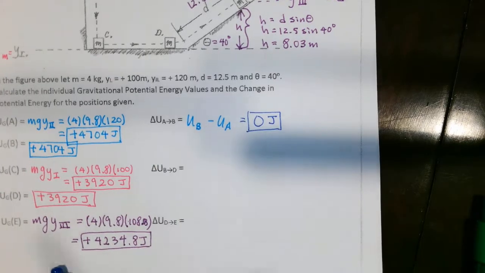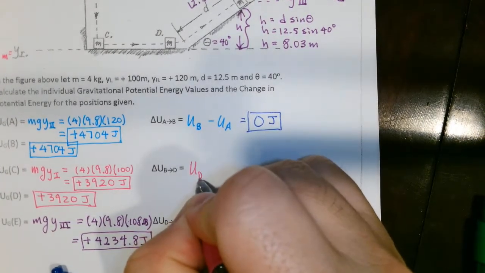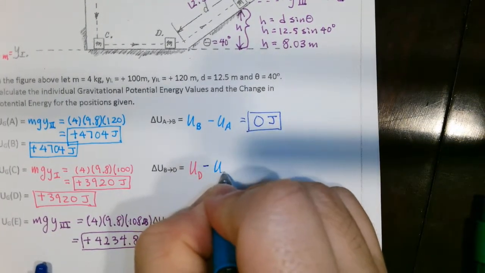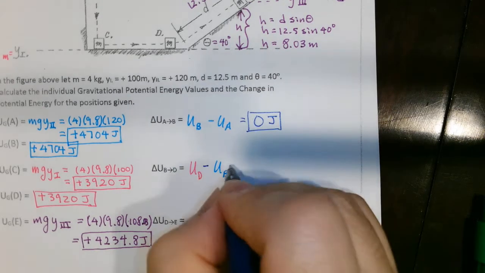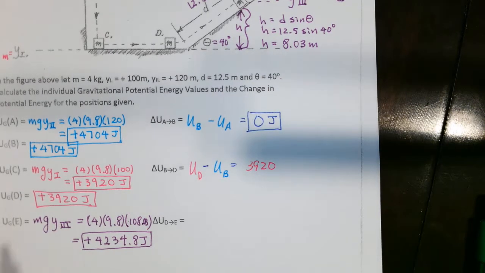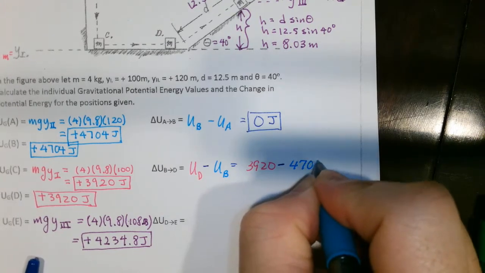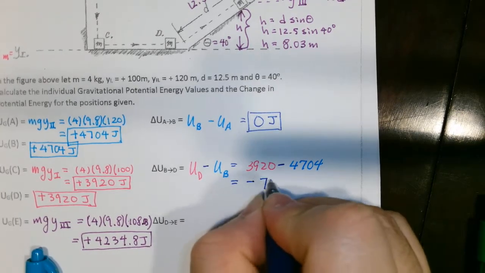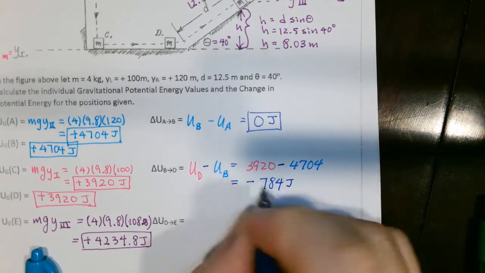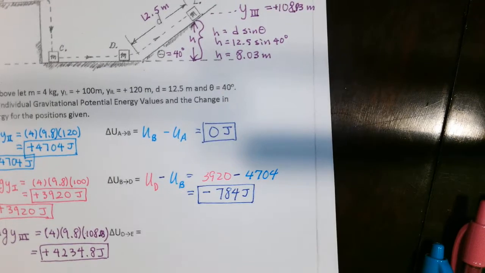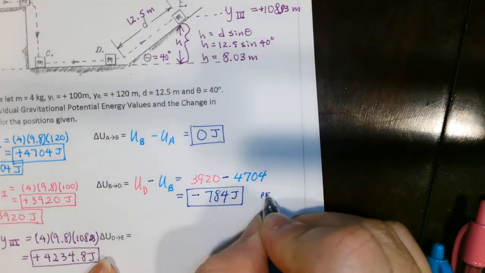Here, this is my UD minus UB, right? And that is equal to 3920 minus 4704. So that comes out to negative 784 joules. That means it lost potential energy, right? So potential energy lost.